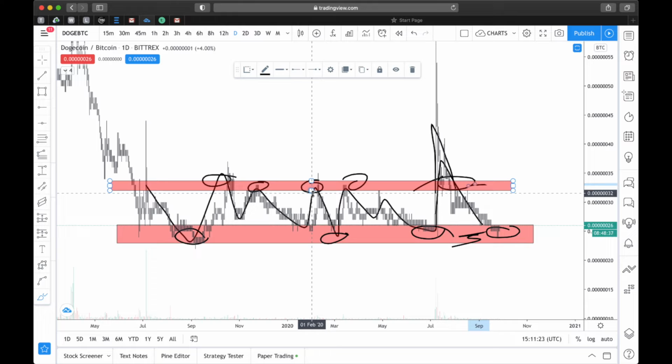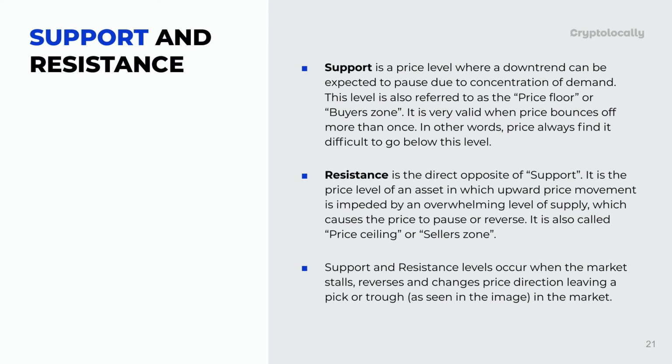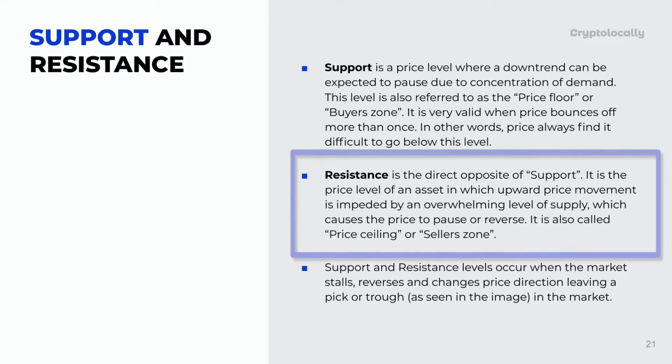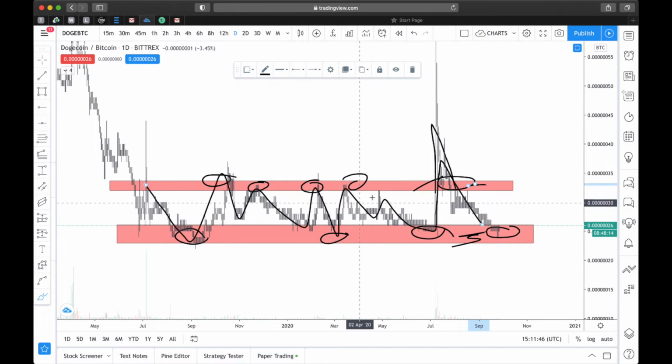Supply is higher than demand at resistance level. So resistance is the direct opposite of support. It is a price level of an asset in which upward price movement is impeded by an overwhelming level of supply, which causes price to pause or reverse. You can see. I hope you understand this. So this is the kind of video you might want to watch more than once.